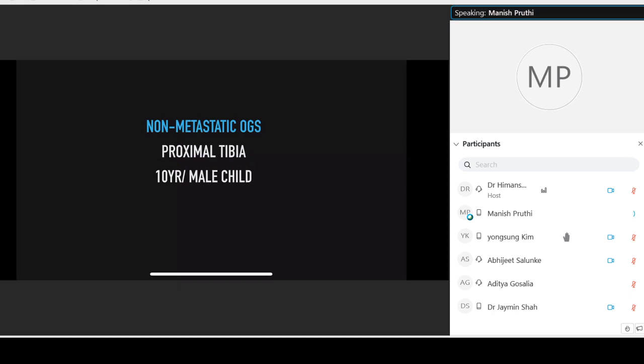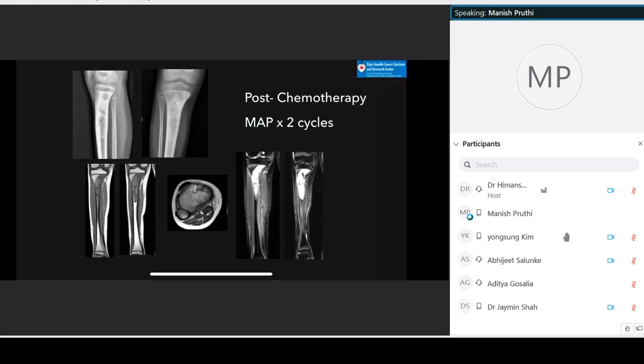Staging was non-metastatic, so we had a case of proximal tibial non-metastatic osteosarcoma in a 10-year-old male child. We gave 2 cycles of methotrexate-based chemotherapy in the standard protocol. And this is the post-chemotherapy imaging. We can see that the disease is almost the same. There was not much soft tissue component here. The disease was going right up to the physeal cartilage on the medial side, while laterally there was some sparing of the physeal cartilage.